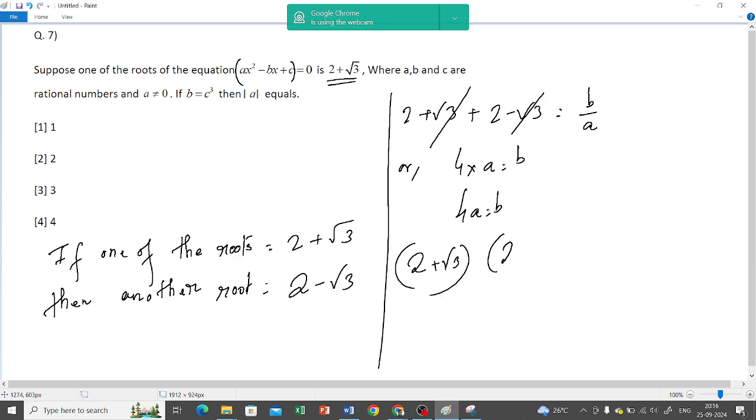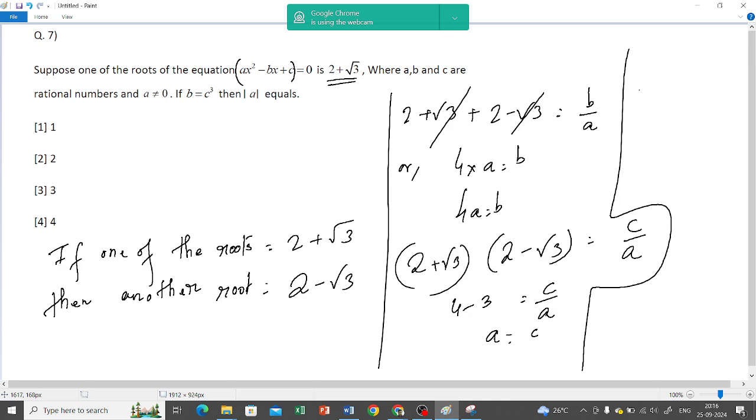Product of roots. What will be product of roots, Shrutama? C by a. 2 plus root 3, 2 minus root 3. So a square minus b square. Right? This is what we have. So we have b in terms of a, we have c in terms of a. Now it is given b is equals to c cube. Right? What is b? b is 4a. What is c? c is a.